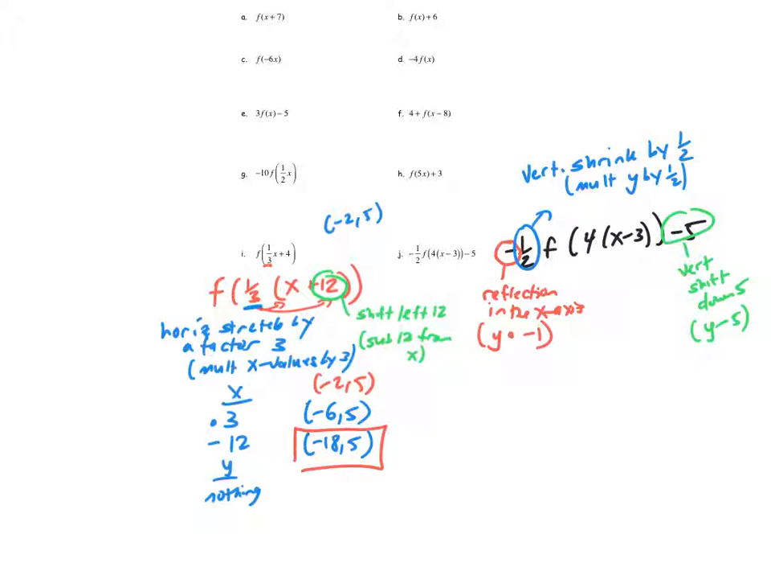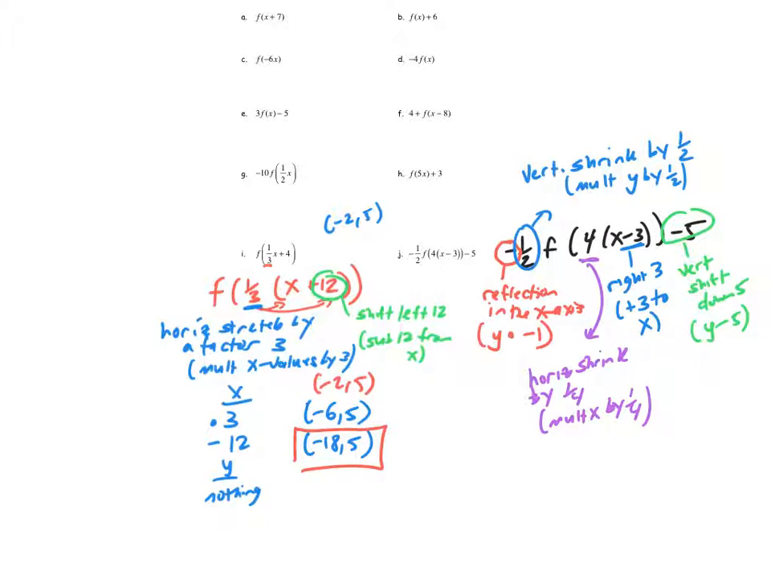And now let's look at the things inside the function. Inside the function, we have this 4. This 4 represents a horizontal shrink by 1/4. Remember, we do the inverse of everything that happens to x, so we're going to multiply x by 1/4. And the last thing that we have is a minus 3 inside the function. That is a shift right 3, so we're going to add 3 to x.